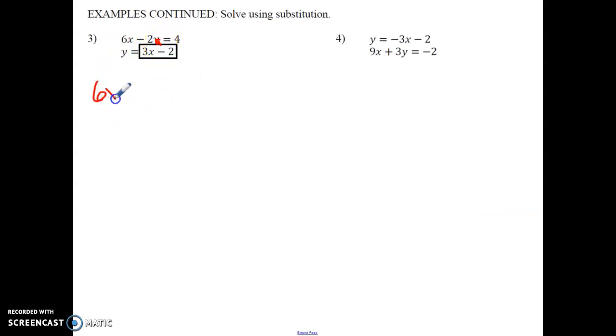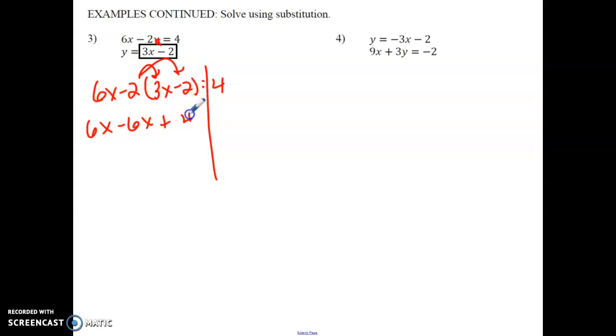Doesn't matter, find the y, take that part, put in place of the y in the other equation. So I'm going to do 6x minus 2, replacing the y with 3x minus 2 equals 4. And I'm going to go ahead and solve that. So I'm going to distribute, be careful of your signs. Negative 2 times 3x is negative 6x, and negative 2 times negative 2 is positive 4. Well, 6x and negative 6x cancel, so I'm left with 4 equals 4.